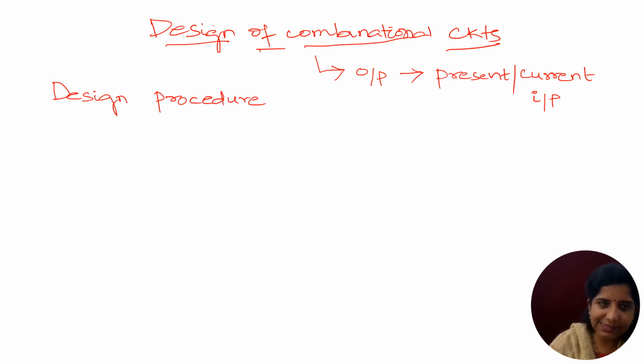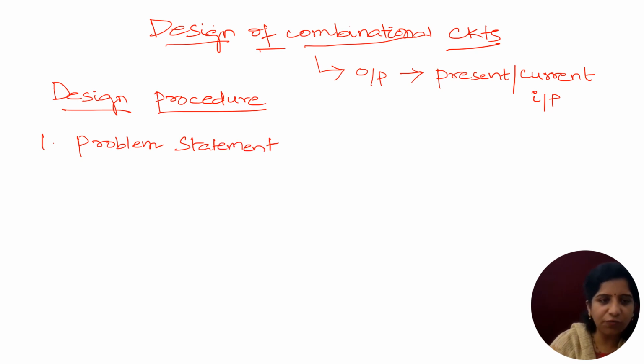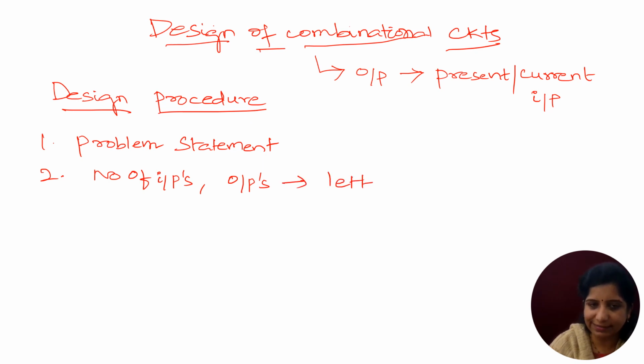The first is you should understand the problem statement. After understanding the problem statement, you have to decide the number of inputs and outputs, and you have to designate these inputs and outputs by using some letters. For example, if I take two inputs, I represent them as A, B. And if the output is only 1, I represent it as Y. The number of inputs and outputs are decided depending upon the problem statement given.